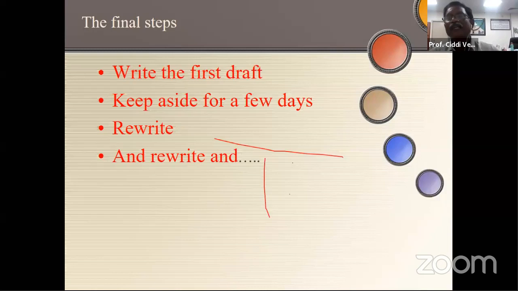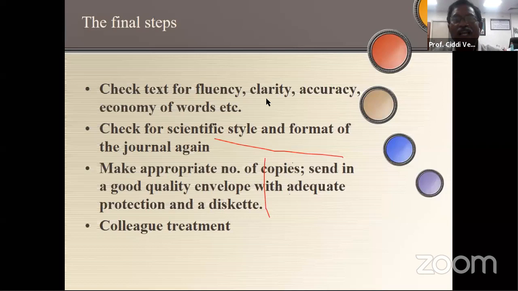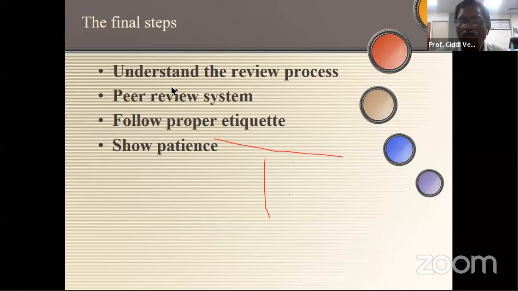The final step is to check for fluency, clarity, accuracy, economy of words, journal scientific style, and the format of the journal. Again, check the author guidelines. Before you send it, try to show it to your colleagues and researchers, ask them to read it, ask them to give their comments, and then finally you send it to the journal.